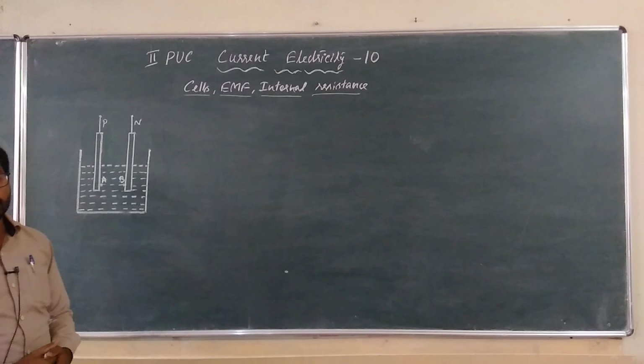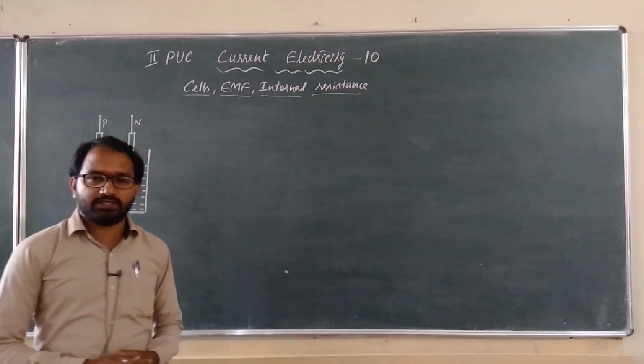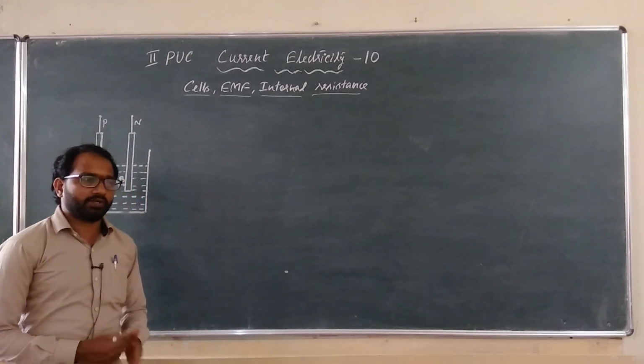What is EMF of the cell? What is the internal resistance of the cell? And what do you mean by the terminal potential difference?